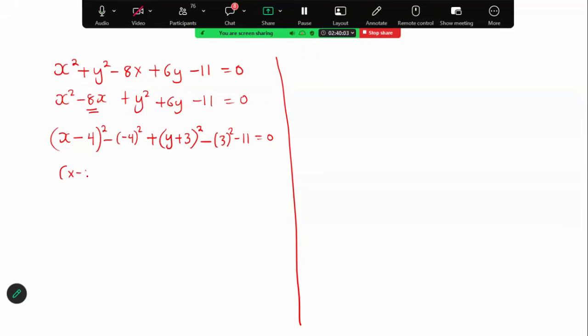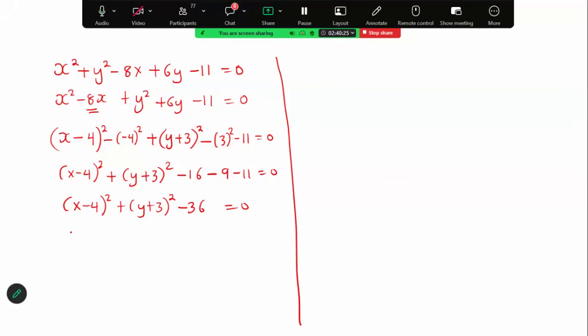So this will be x minus 4 squared plus our y plus 3 squared minus 16 minus 9 minus 11 equals 0. So this is x minus 4 squared plus our y plus 3, everything squared, minus 36 equals 0. So meaning that this is x minus 4 squared plus y plus 3 squared equaling 36.